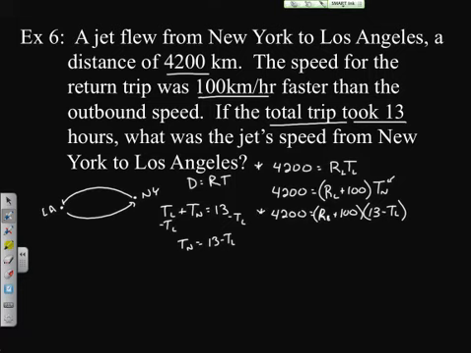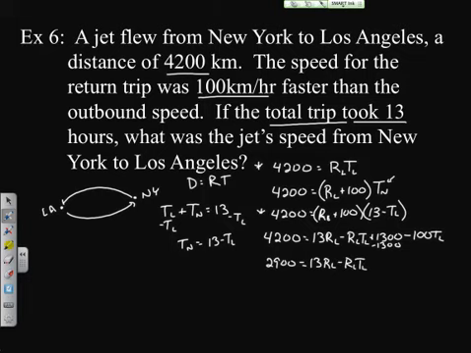We need to do some simplifying, so we need to FOIL this out. So 13 R sub L minus R sub L T sub L plus 1,300 minus 100 T sub L. Okay, so let's keep simplifying here. Notice we can subtract 1,300. We get 2,900 equals 13 R sub L minus R sub L T sub L. That's gone. Minus 100 T sub L.